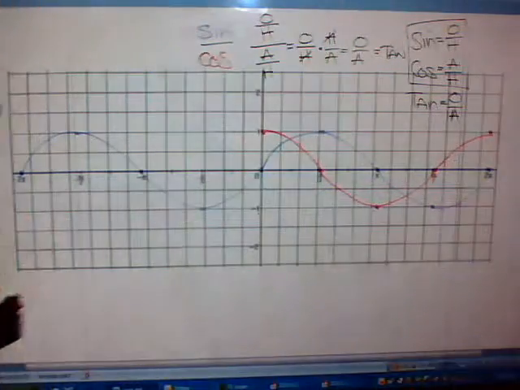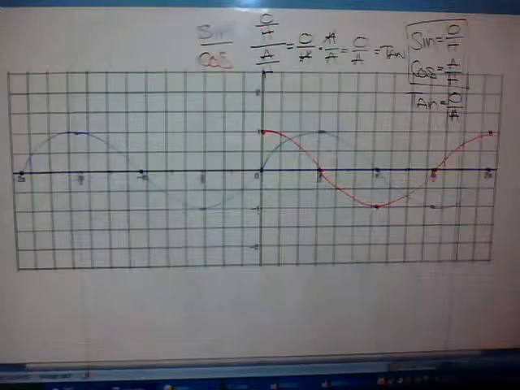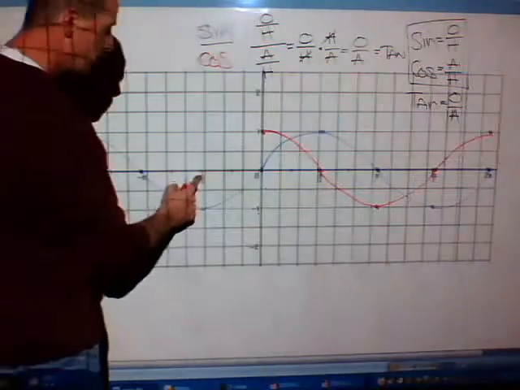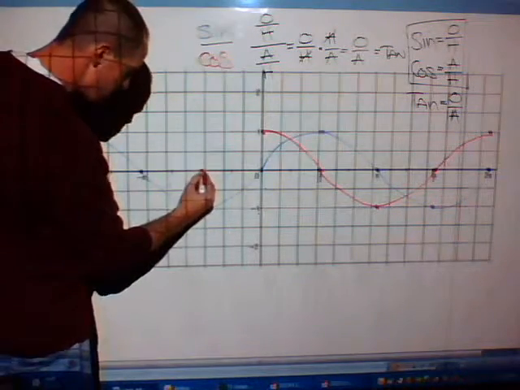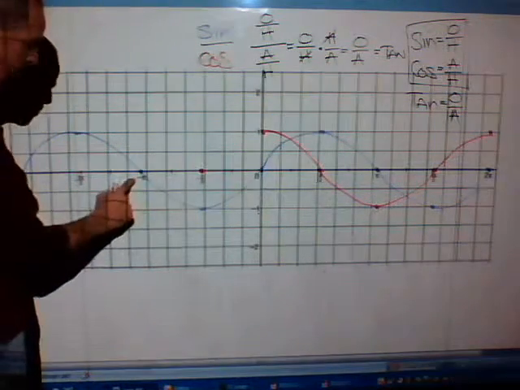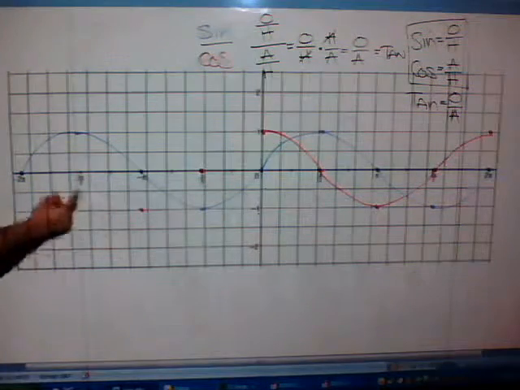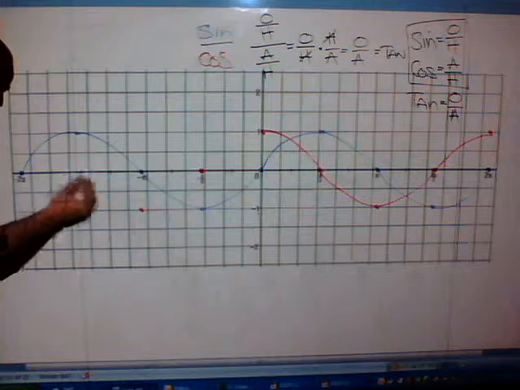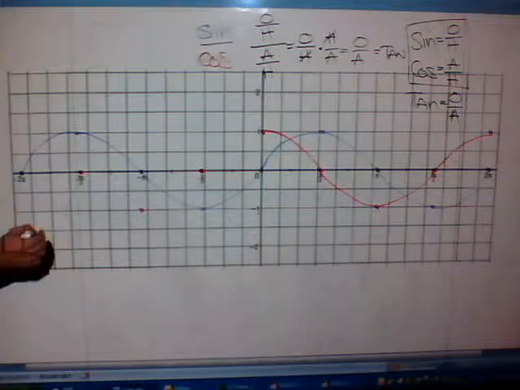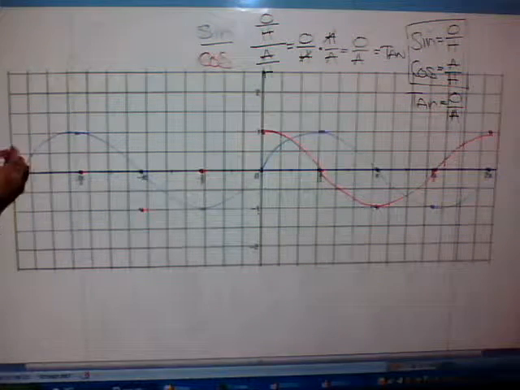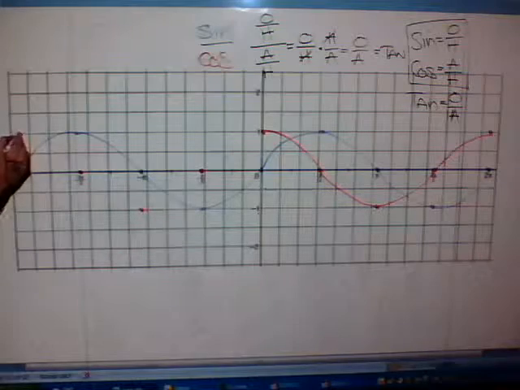Now we're going to do this to the negatives as well. So at negative pi over 2, we'll be back at 0. At negative pi, we'll be at negative 1. At negative 3 pi over 2, we're back at 0. And at negative 2 pi, we're back at positive 1.